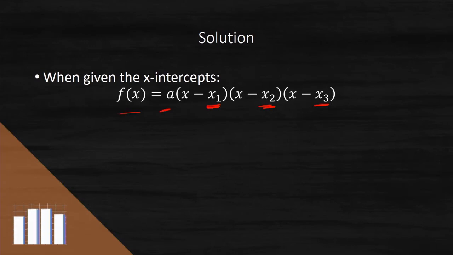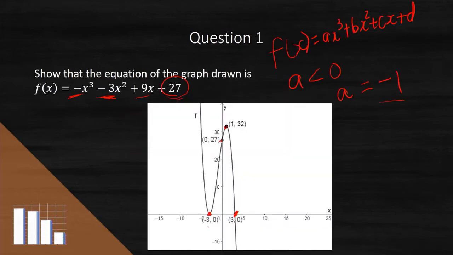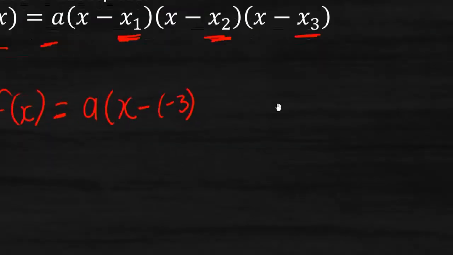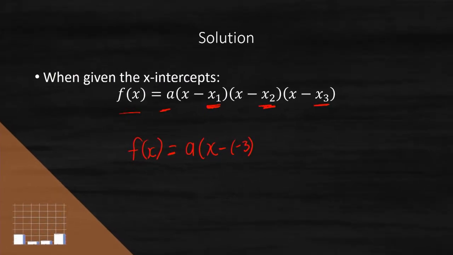So this, by substituting in, will help us to find the value of a, which we can then use to find the values of b, c, and d. All right, so we're going to say a times x minus x1. So we saw that the x-intercept at this point is minus 3. So I substitute x minus 3. And it's so important that you use brackets, because remember, brackets prevent you from making silly sign mistakes. So it's going to be a times x minus 3 times x minus 3.